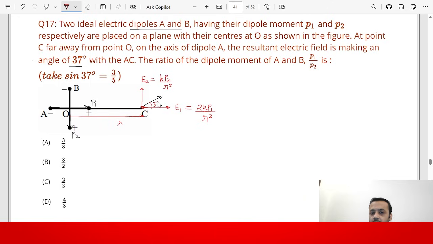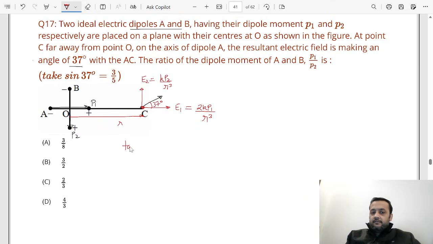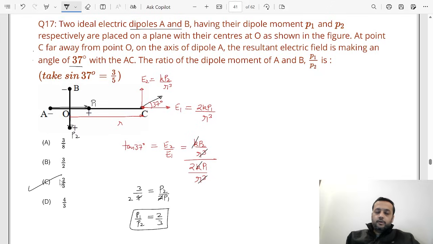According to the question, this angle was 37. That means we can say that tan 37 will be E2 by E1. E2 is kP2 by r cube divided by 2kP1 by r cube. So k by r cube will get cancelled. Tan 37 is 3 by 4, so that will be P2 upon 2P1. From here, P1 by P2 will be 2 by 3. So option C will be the correct answer for this question.